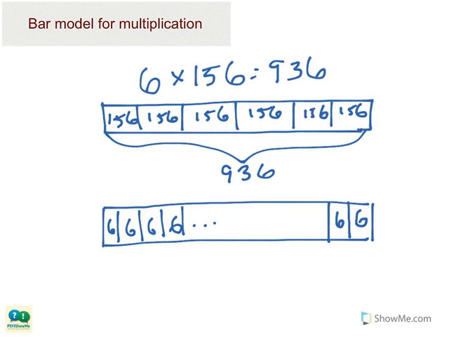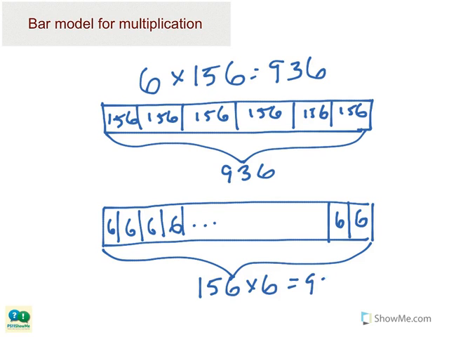To notate that I have 156 groups, I'm going to draw this down here, just as I normally would, and write 156 times 6 equals 936, where I normally would just write the total. In this video, you learned how to use the bar model to represent a multiplication equation by thinking about what each factor in the equation represents.